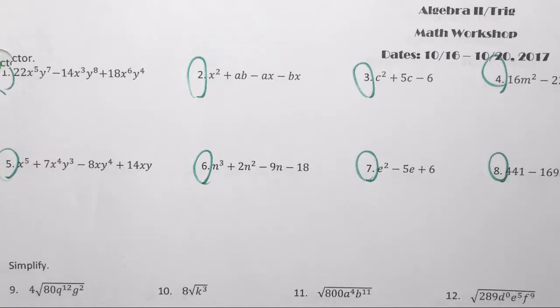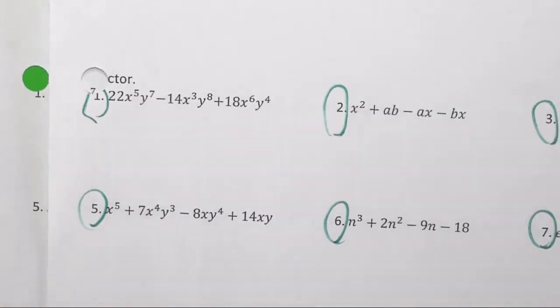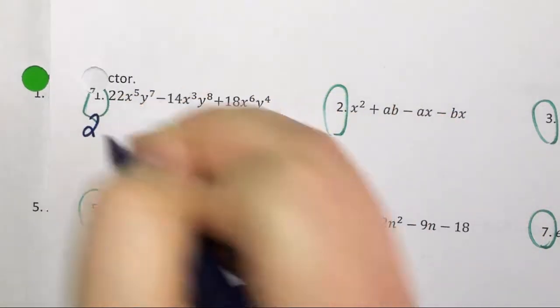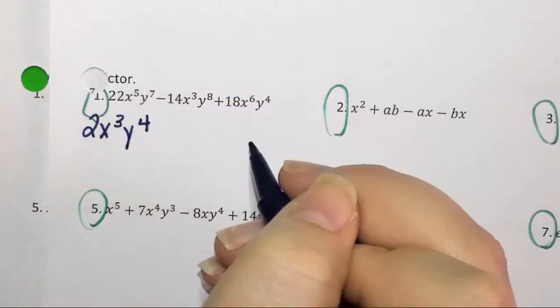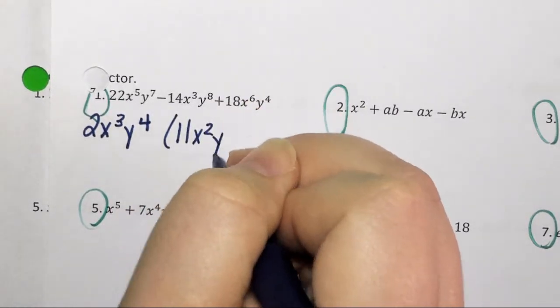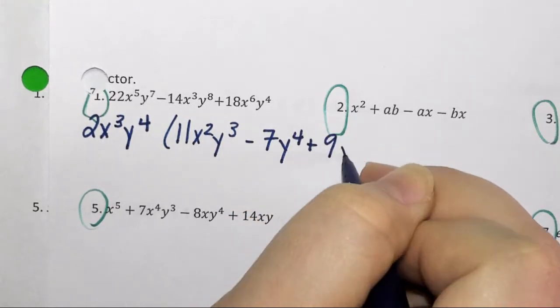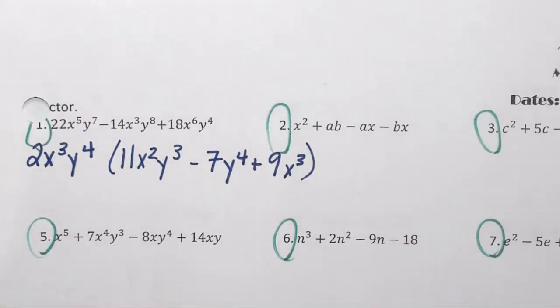Okay. I need help with number 1 on the factoring. I heard GCF. What am I supposed to pull out? Okay, Daniel and Nick get a point. You'd be left with 11x squared, y to the third, minus 7, y to the fourth, plus 9x to the third. Is that correct? I believe so. Yes, dear.